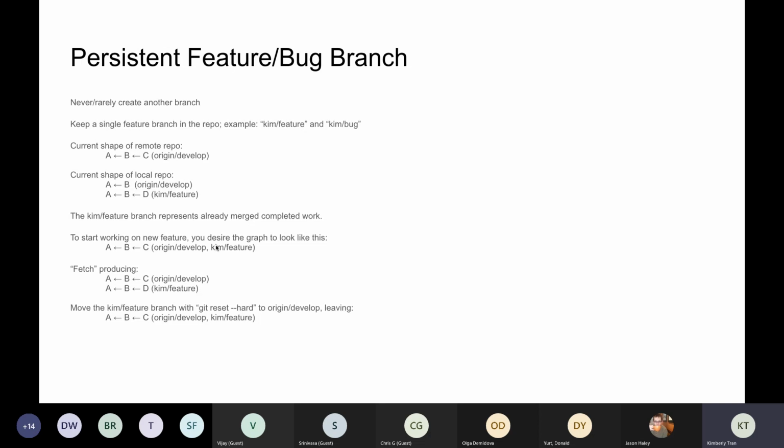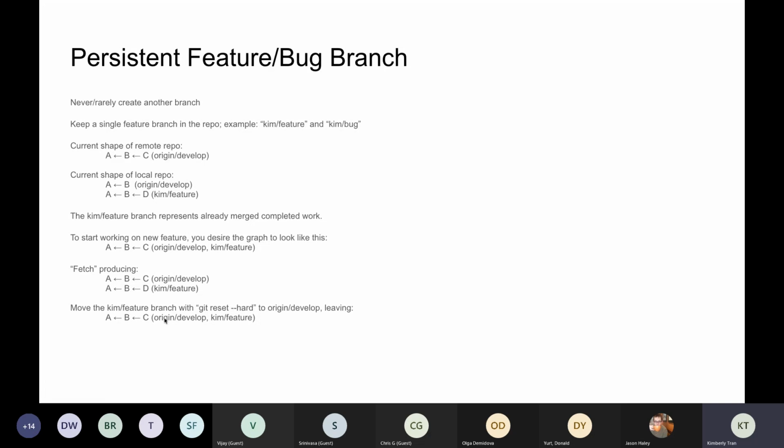If I'm in this state right here and I do a fetch, what I have is this state, where I have the original origin develop and I have my Kim feature. All this does is advance A, B into C. Now I can just move the feature branch with git reset --hard to origin develop, leaving exactly the state where I want to be when I'm starting a new feature. That is, my Kim feature branch is concurrent with the origin develop branch.